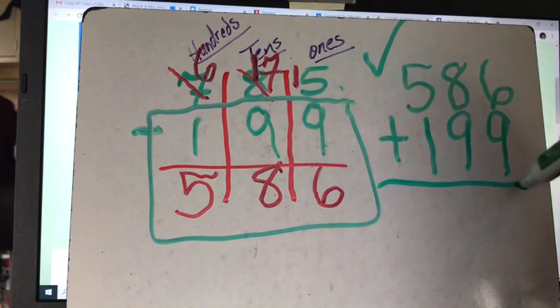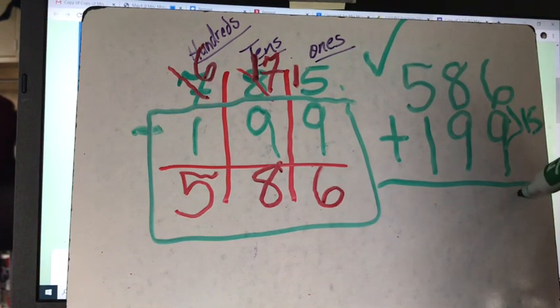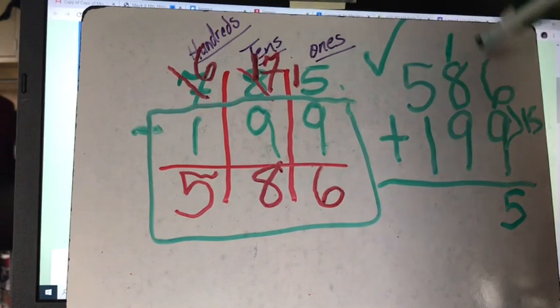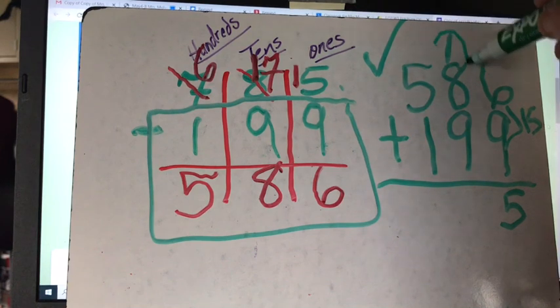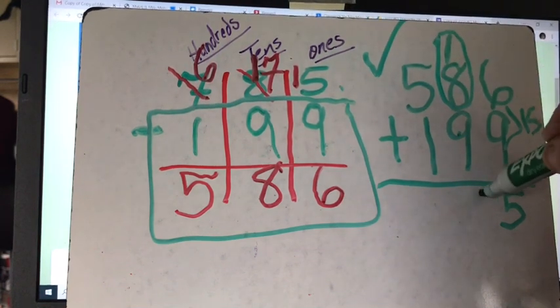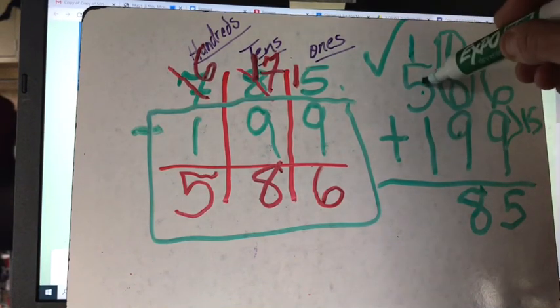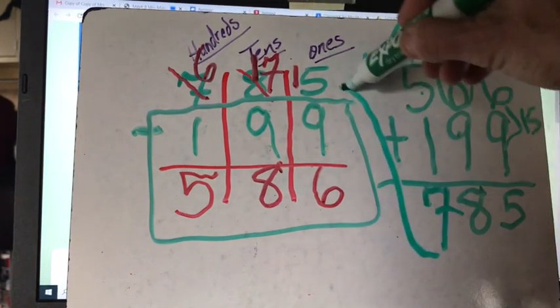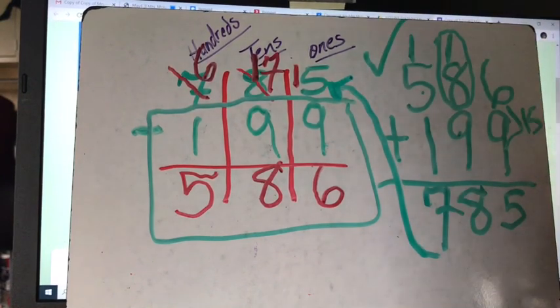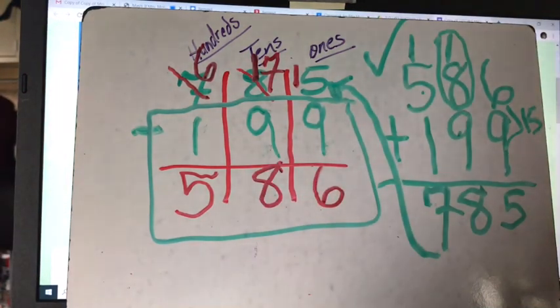199. And when I add them up, 6 plus 9 or 9 plus 6 is 15. I put my 5 down and carry my 1. 9 plus 8 is 17, plus 1 is 18. Or I can say this is 9 plus 9 is 18. Put my 8 down, carry my 1. This is 5 plus 1 gives me 7. So that checks out because I get my 785 back. So our answer is there are 586 trees left.